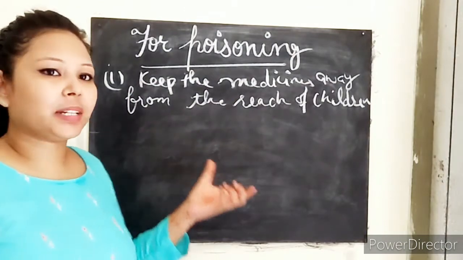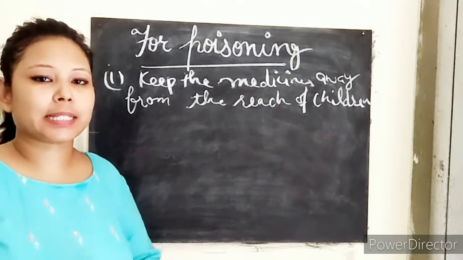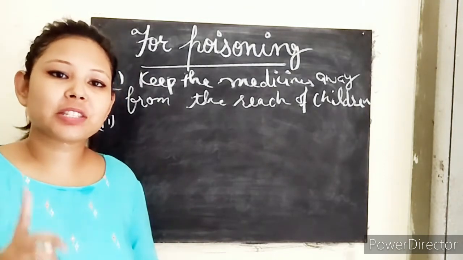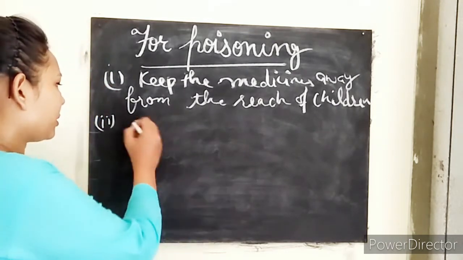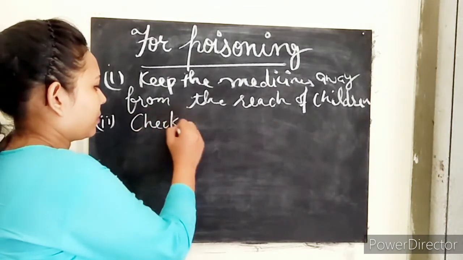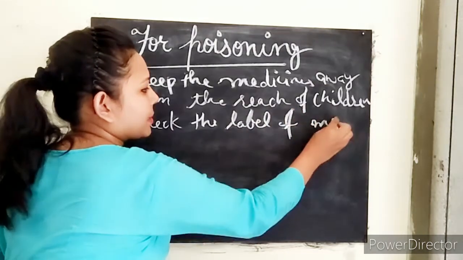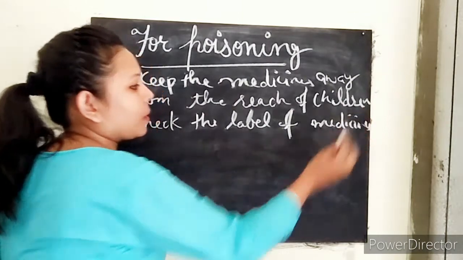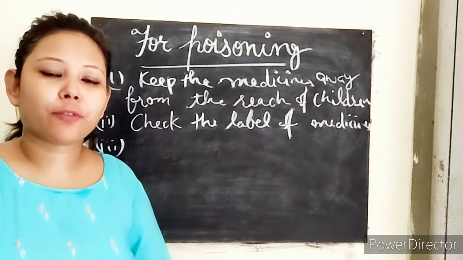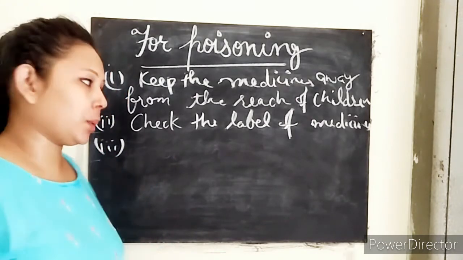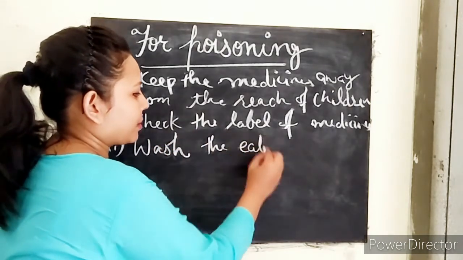Clear? Your medicine should be locked in a box, and this box should be away from the reach of little children. And first of all, check the expiry date printed on your medicine. So you should check the label of medicines, and next, wash your vegetables and fruits properly before eating. So wash the eatables.